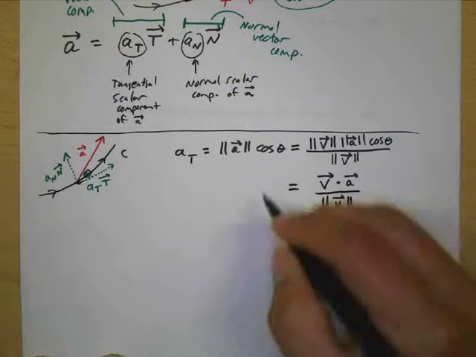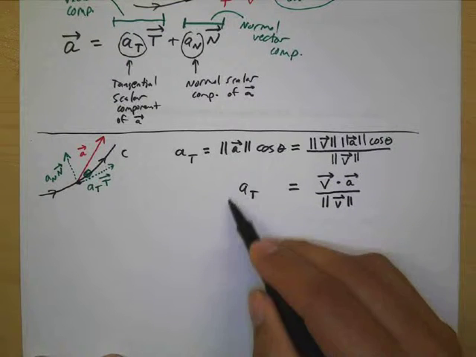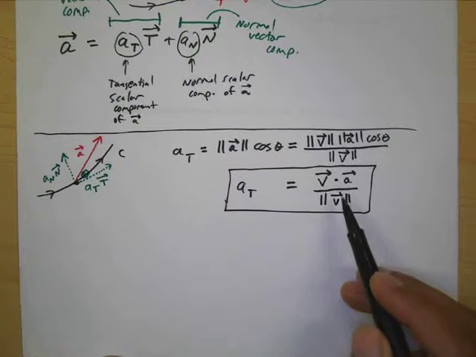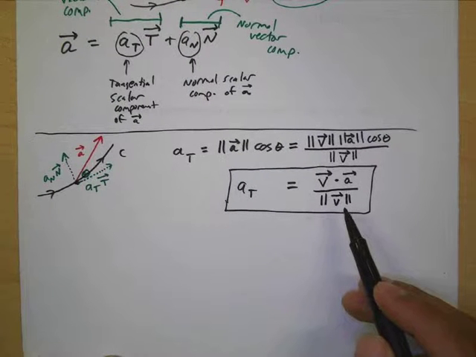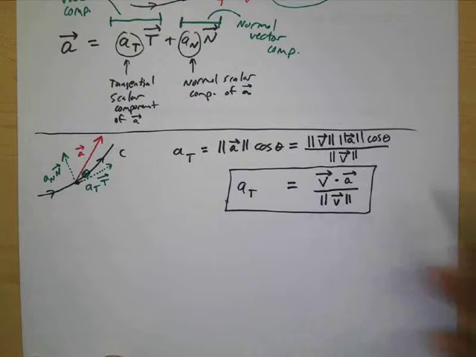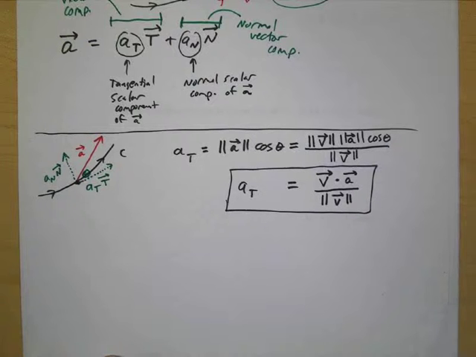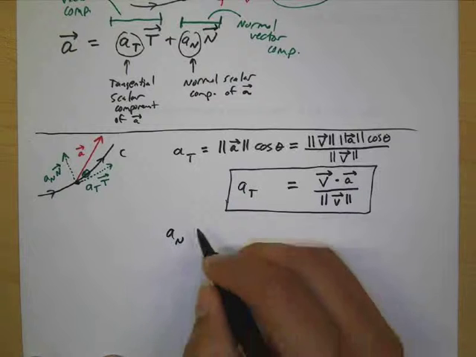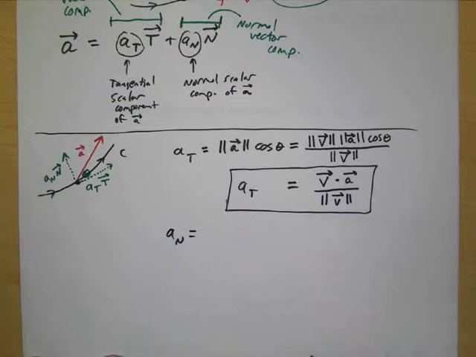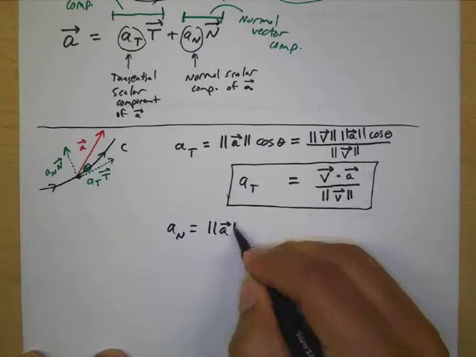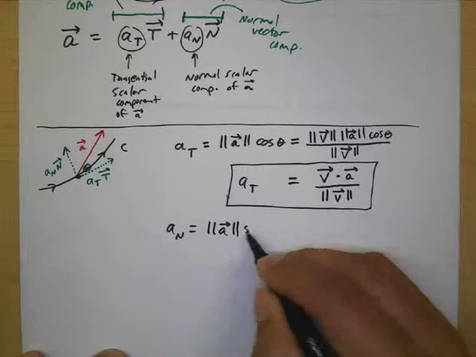Okay, so the tangential scalar component, this is a lot easier for us to calculate, isn't it? Because if we have a position function, we can find velocity vectors, we can find acceleration vectors, we can do their dot products. That's not a big deal. Okay? And if we do something similar with the normal coefficient, that would be magnitude A sine theta.